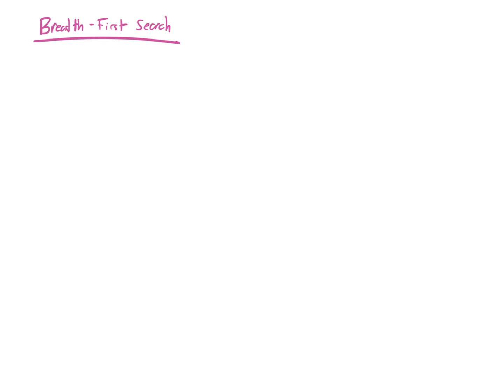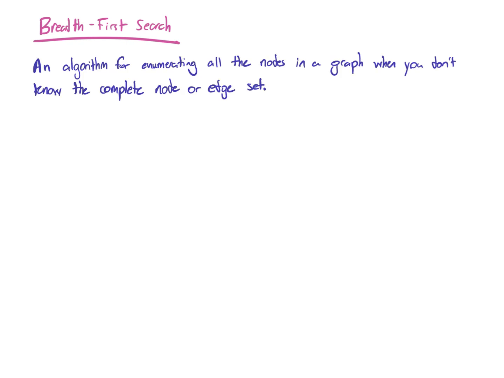In this video, we're going to briefly introduce and visualize the breadth-first search algorithm. Breadth-first search is a method for enumerating all the nodes in a graph. When you don't know the complete node or edge set, we imagine ourselves wandering or exploring through a graph that is really, really big. And indeed, this is what happens many times when we're collecting graph data.